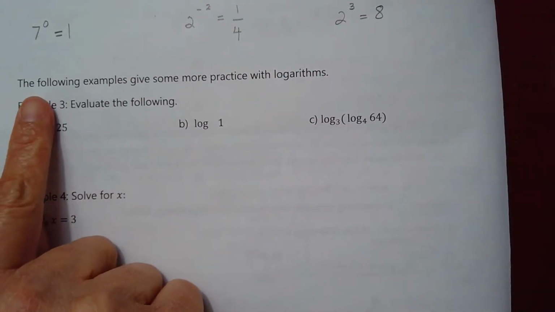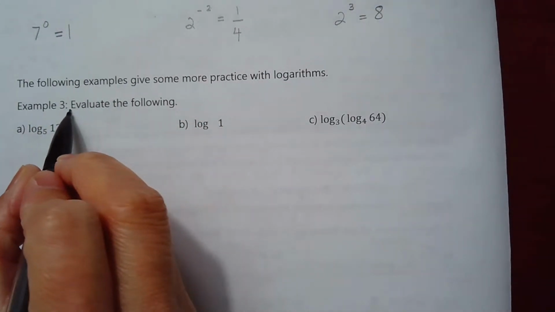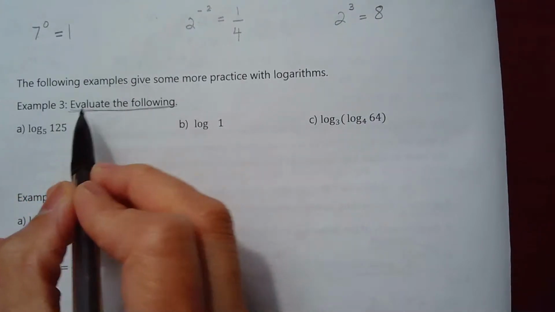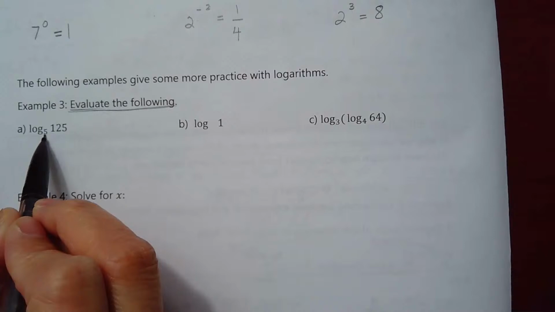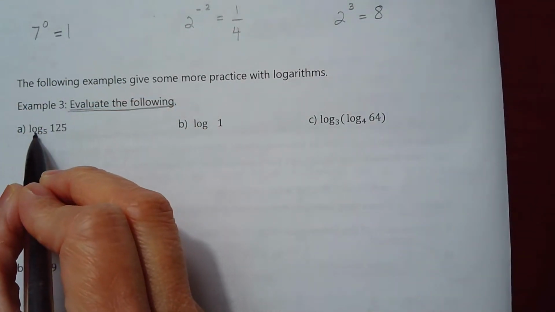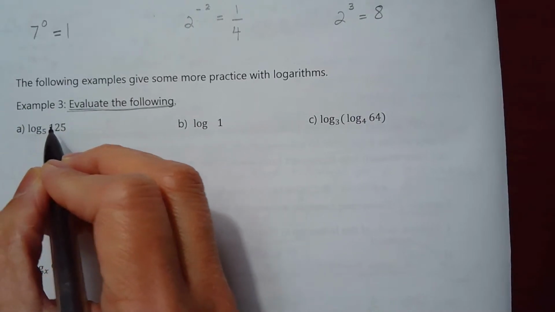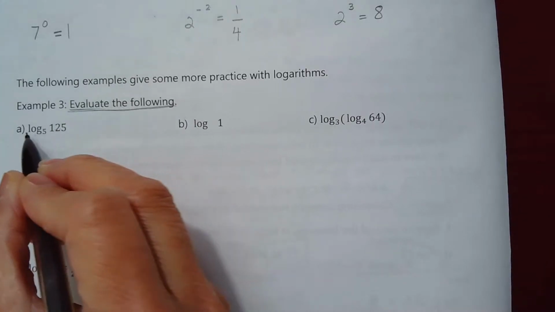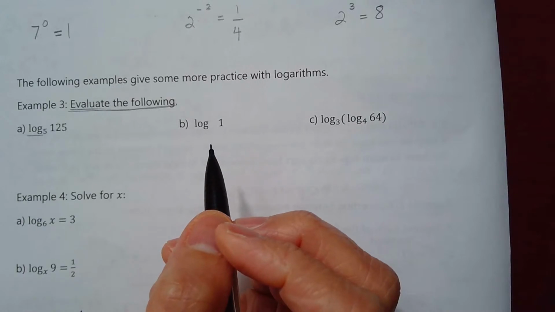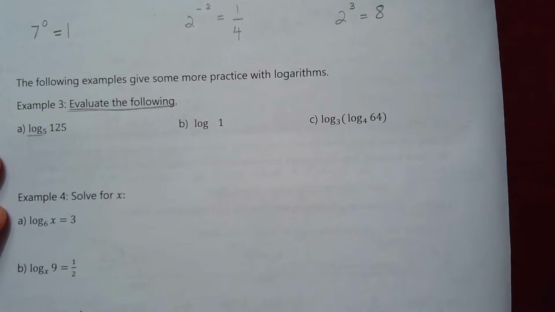Now, here we go. The following examples give some more practice with logarithms. It says here, evaluate. Oh, okay. Now we're not just writing it, but we're evaluating it. What's log of 125 base 5? Okay. Log of 125 base 5. So that one is really what you're asking for is this. Remember, log means what is the exponent. Okay, I'm gonna write that down.